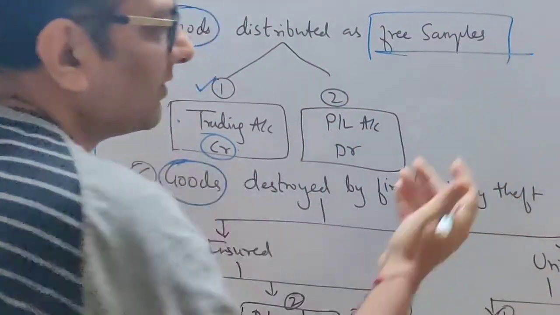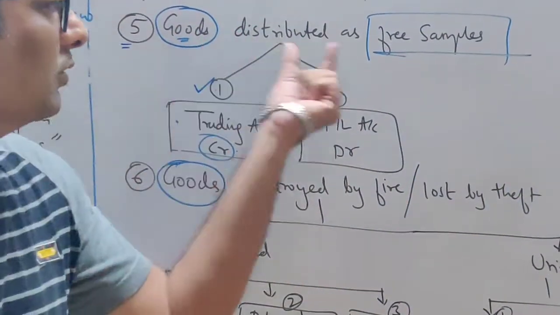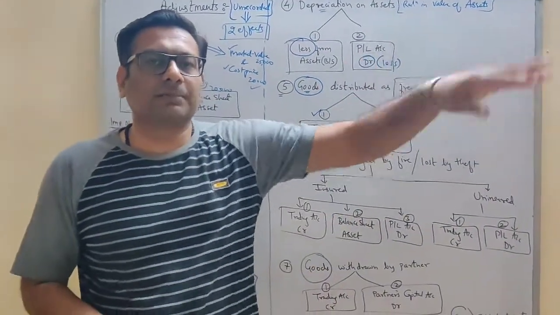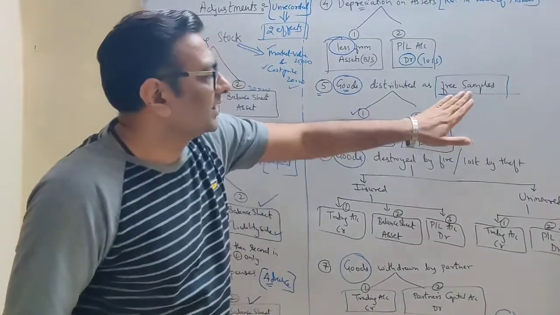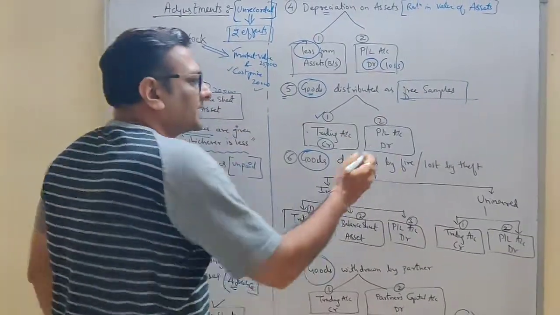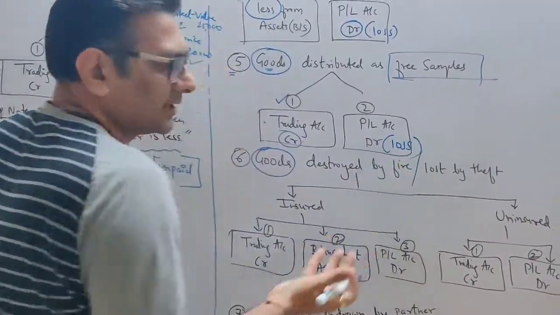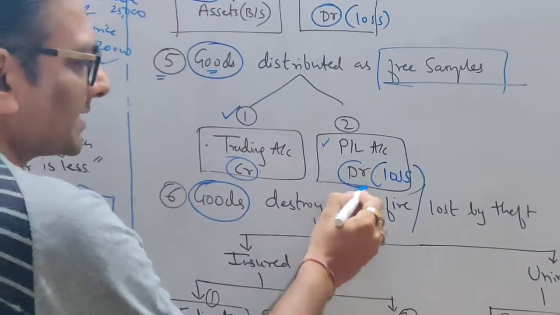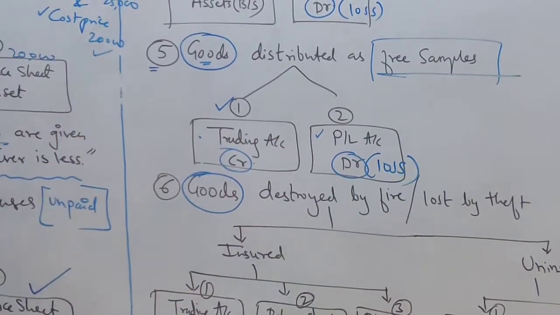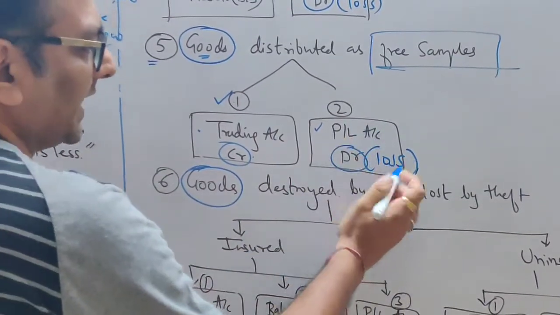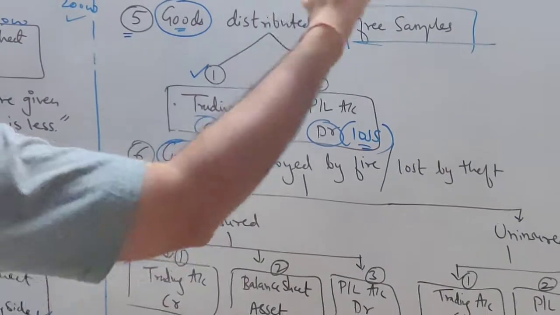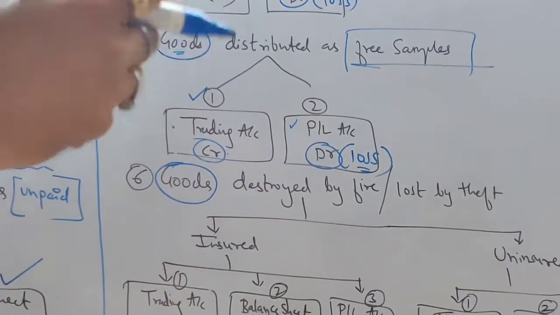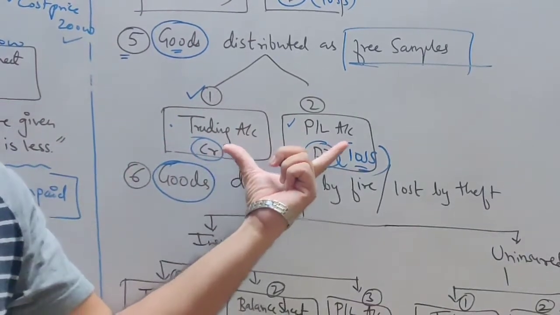Now, this is one effect. You are distributing goods as a free sample. If you are distributing it as free, tell me, students, it is a loss. So where to write loss? In the P&L account, on the debit side. Debit all expenses and losses. So it will go on the debit side as a loss. And since goods are going out, credit what goes out, it will go in the trading account on the credit side. Am I clear with both the effects?